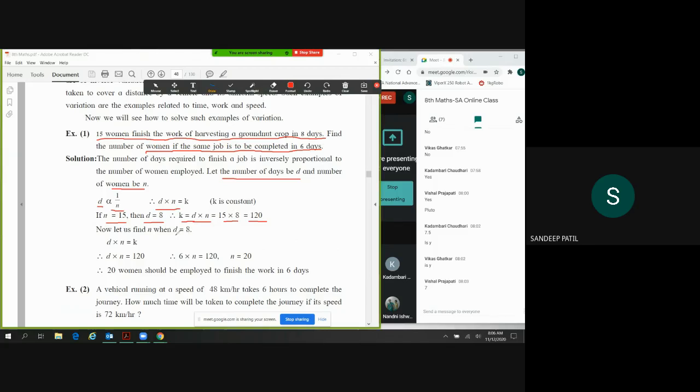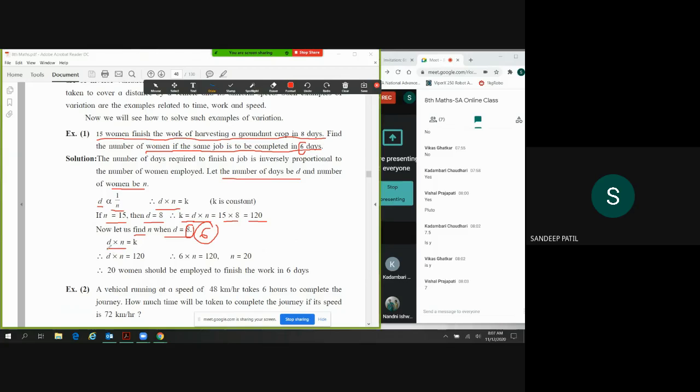So now they have asked for, let us find N when D is equal to 8. Sorry. I think here it should be a 6. Okay, there is some printing mistake, I feel. So here D is equal to 6 should be there, because they have asked for 6 days.